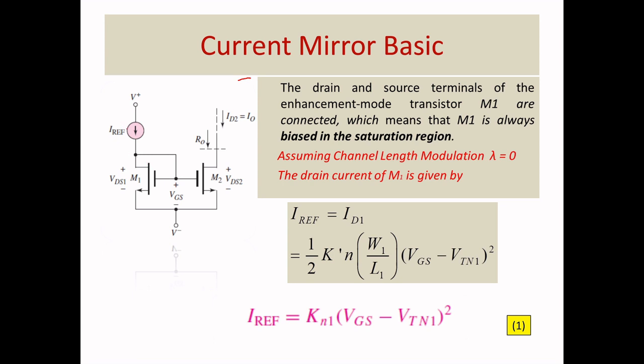Here you can see IREF. This IREF was generated with the help of some resistor here. When you see the equation for IREF, that is V plus minus this VGS divided by this particular resistor. That is one of the equations for IREF. Here you can see your gate and drain are shorted. That means your M1 is working in the saturation region. That is a diode connected load.